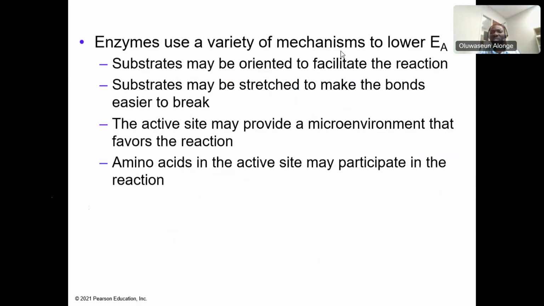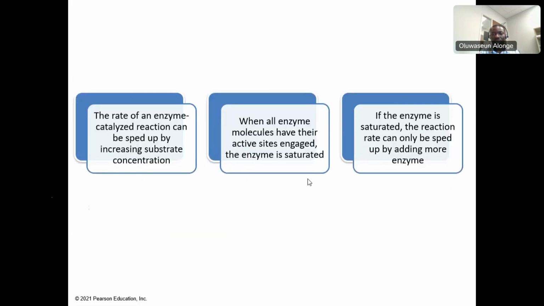So enzymes use a variety of mechanisms to lower EA. Number one, the substrate may be oriented to facilitate the reaction. So it may be to position the substrate very well. Substrate is the same thing as reactant, like I told you. Substrate may be stretched to make the bonds easier to break. You see that? Weakening the bond. The active site may provide a microenvironment that favors the reaction. So like temperature, the environment may become conducive. All right. Amino acids in the active site may participate in the reaction as well.